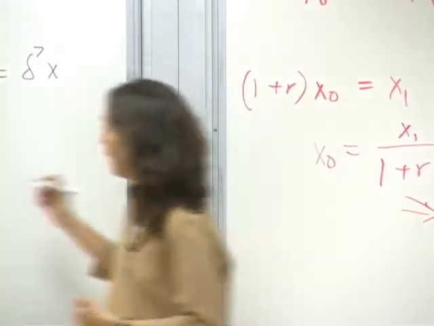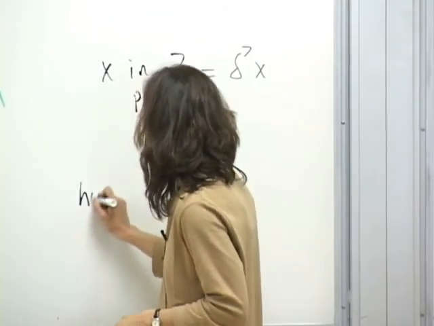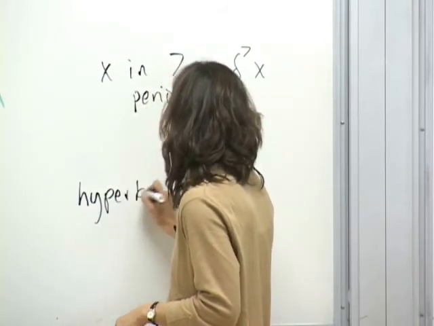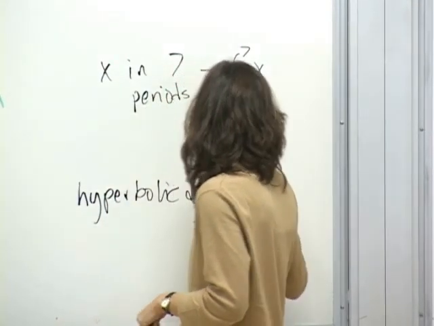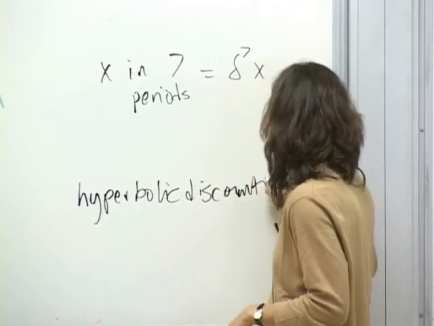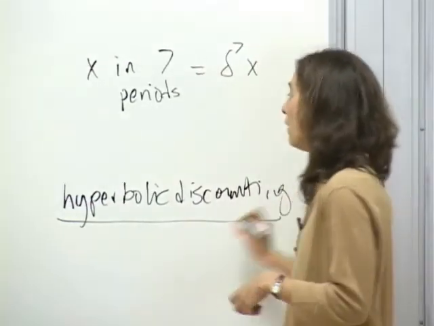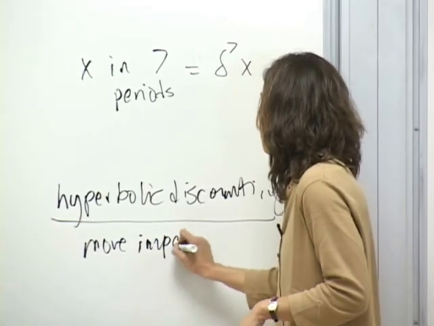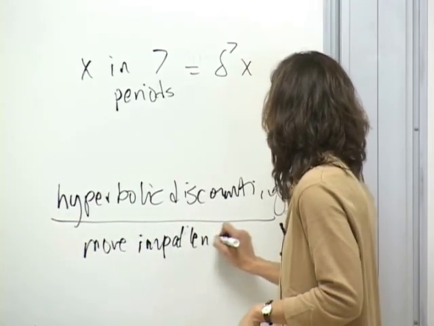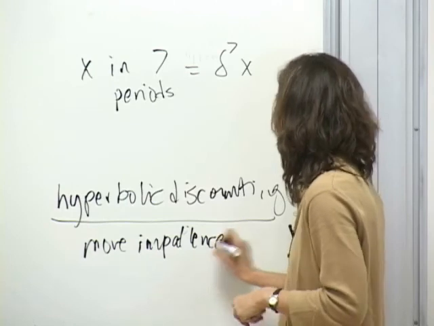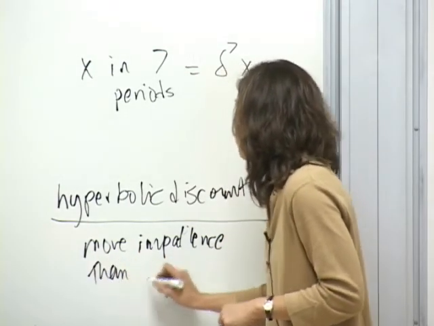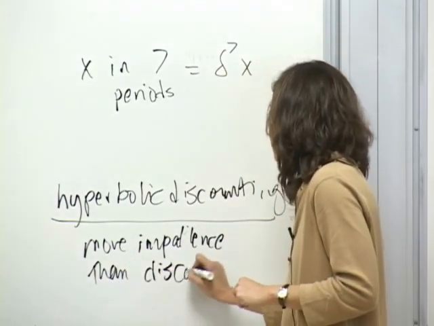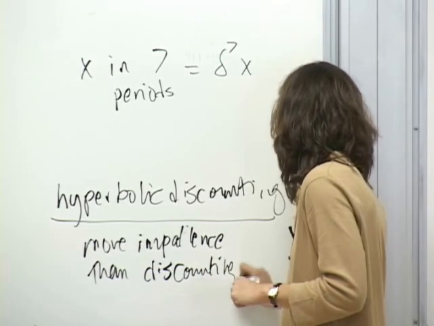Okay? In reality, what people do is called hyperbolic discounting. And it reflects more impatience than the discounting formula.